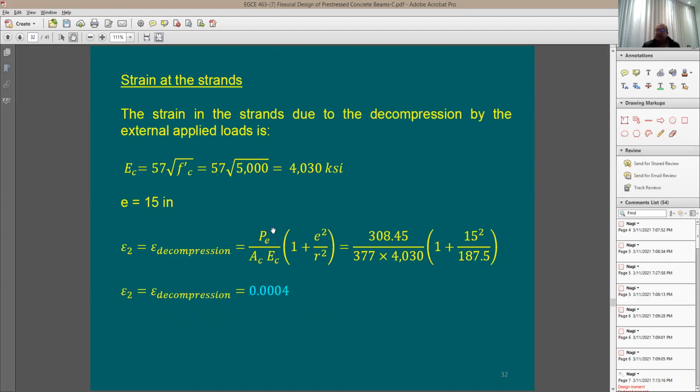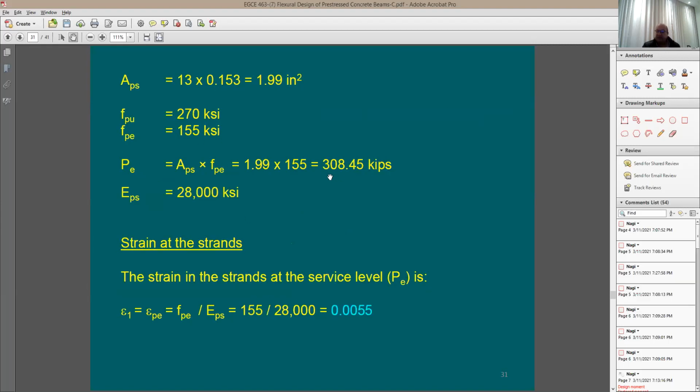Now, this strain in the strands is going to be also applied to what? Applied to the concrete. And the amount of pre-strain force here that you put on the concrete is going to be equal to 308. Where is this number coming from? I'm going to take you back here. I'm going to say it's going to be this number. So what happened in reality, you said, if you apply this amount of stress on the strand, I'm expecting to have this much strain. I'm expecting also the strain in the concrete to be the same.